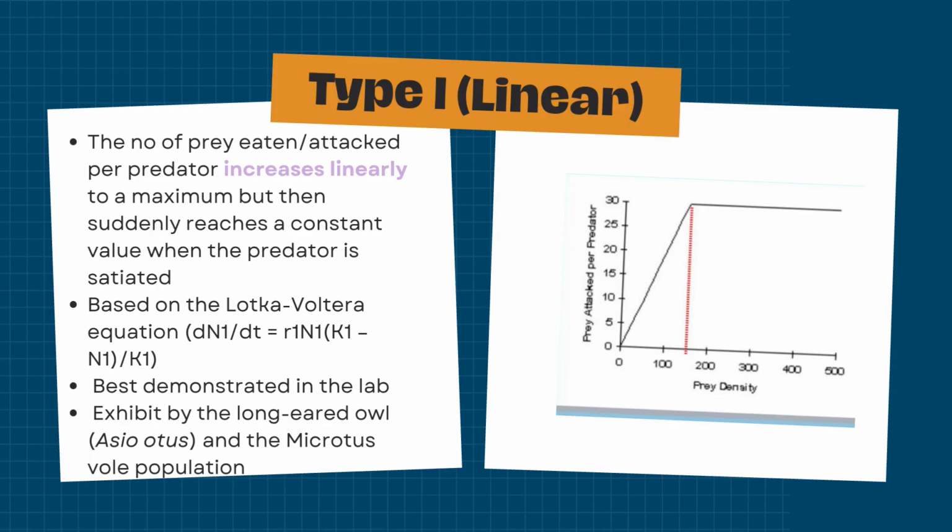Based on the Lotka-Volterra equation, dN1/dt = r1N1 (K1 - N1)/K1. Best demonstrated in the lab and exhibited by the long-eared owl, Asio otus, and the Microtus vole population.